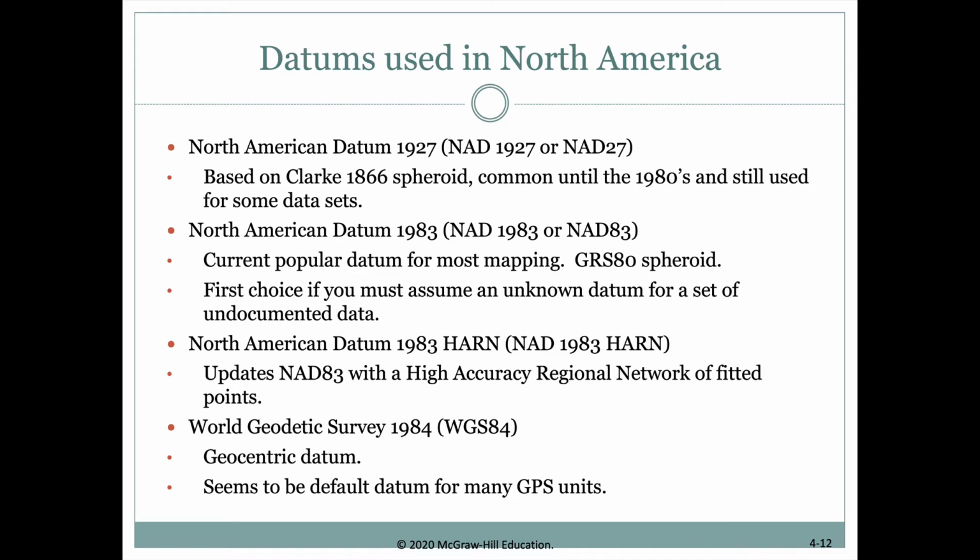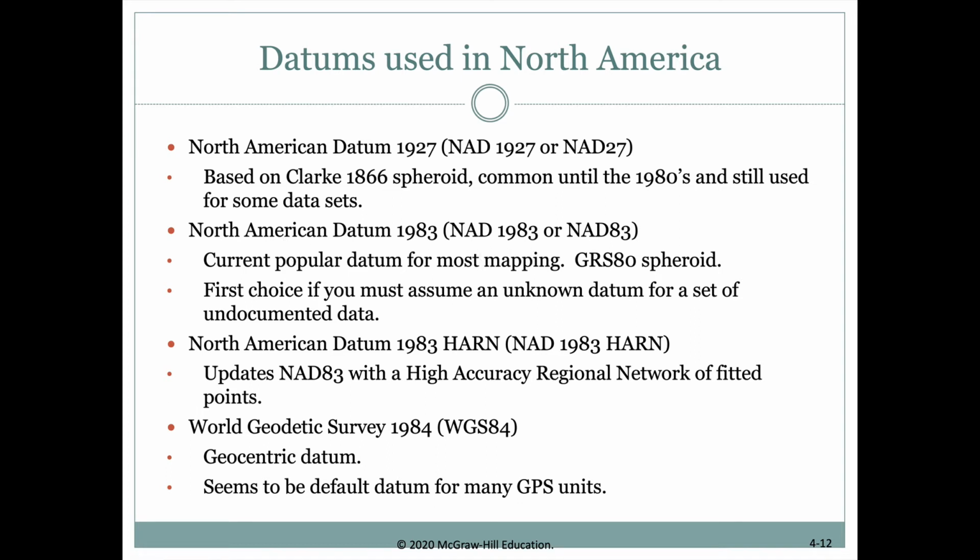In North America, we have a number of different datums. One of the most popular datums is NAD27. NAD is short for North American Datum, and 27 refers to the year 1927. This was based on a spheroid, the Clark 1866 spheroid, and it was commonly used even throughout the 1980s as a datum for mapping. But then in 1983, the North American Datum 1983 came out, or NAD83.